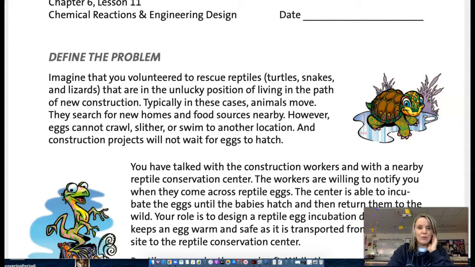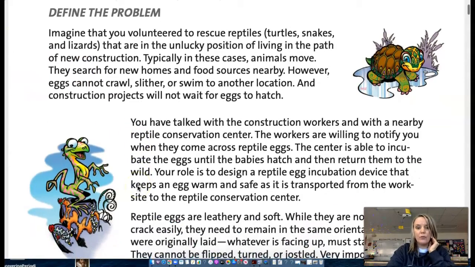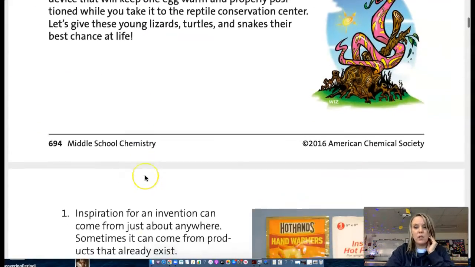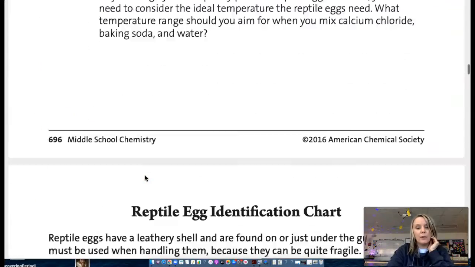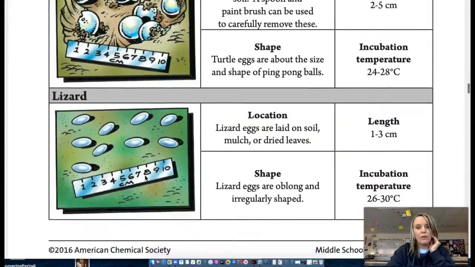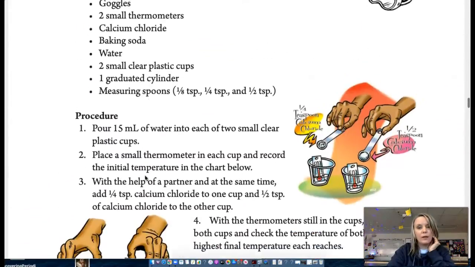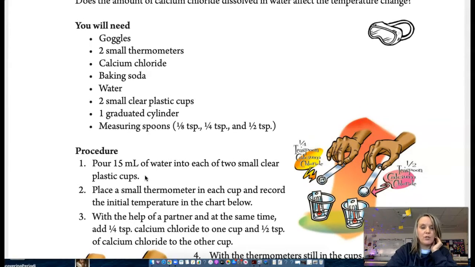Hi guys, we're going to continue on with our chemical reactions and engineering design lab this week. Where we left off last week was after having done the first little mini lab, and I think it was on the 5th page of our lab sheets.